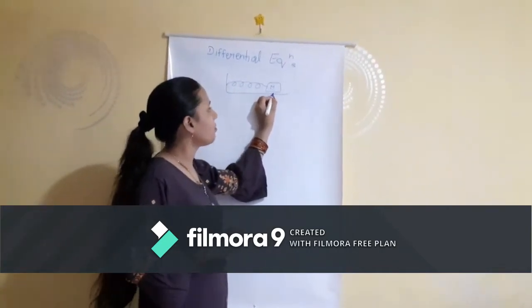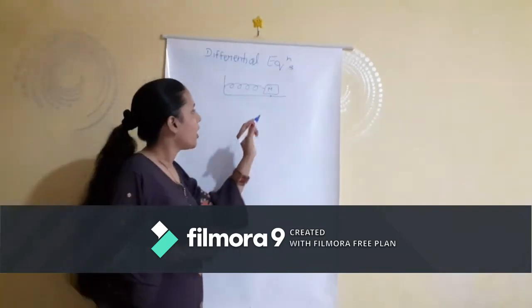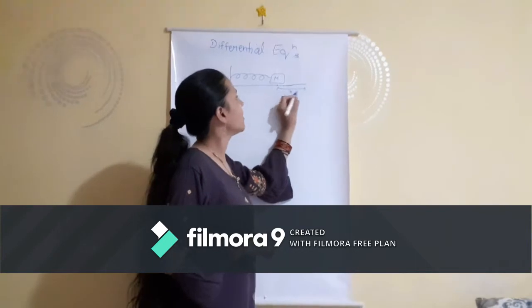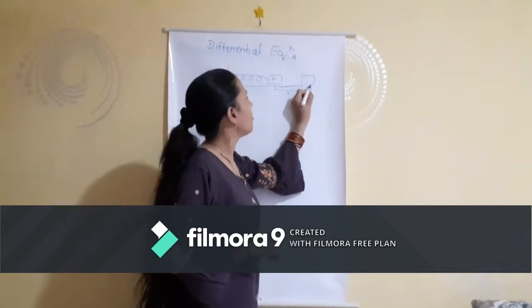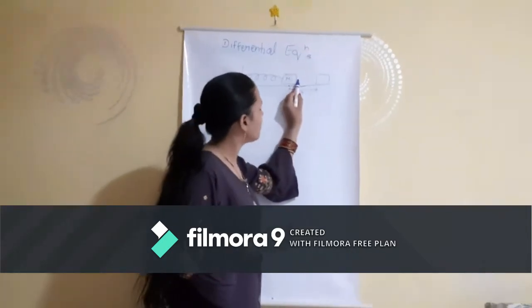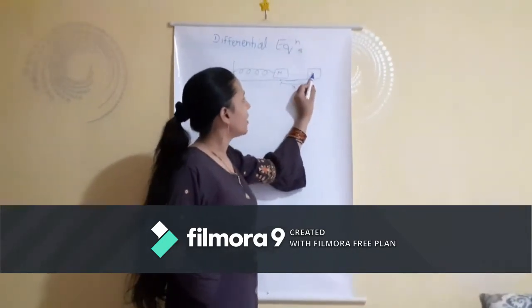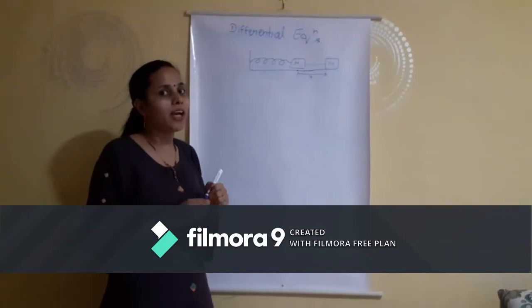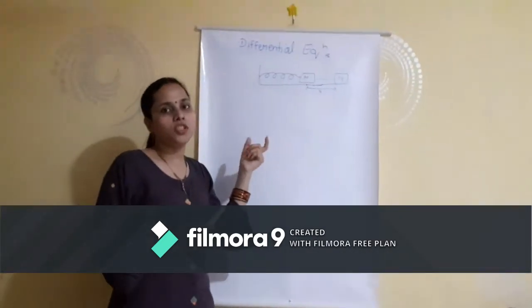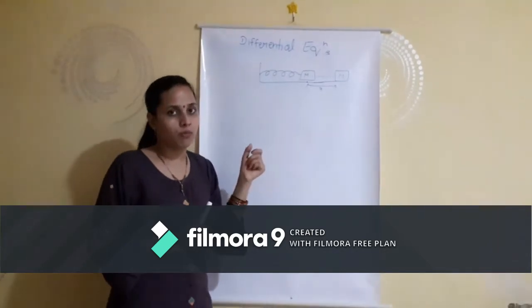Suppose it was kept at this place earlier. I will move this cart by x, and now this cart will appear here. Then, as I have moved this cart from there to this place, it will have some motion to return to its original position, as it was in its equilibrium position.